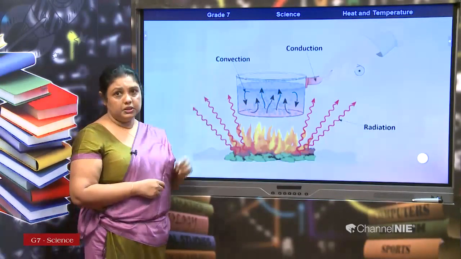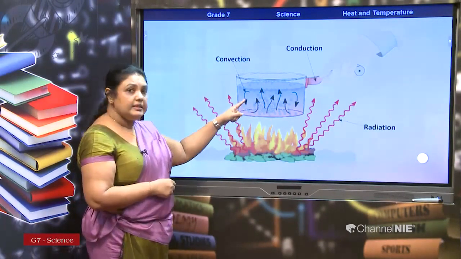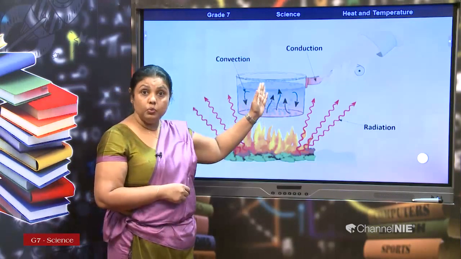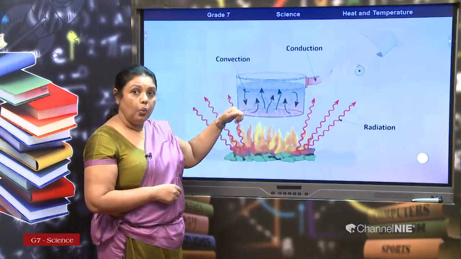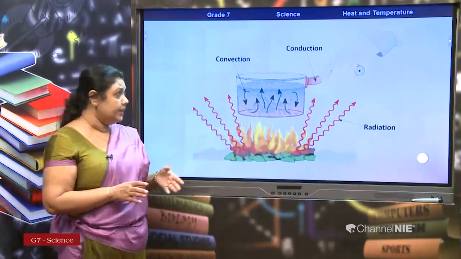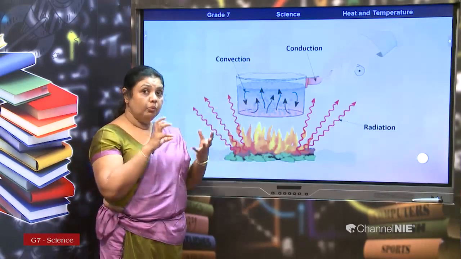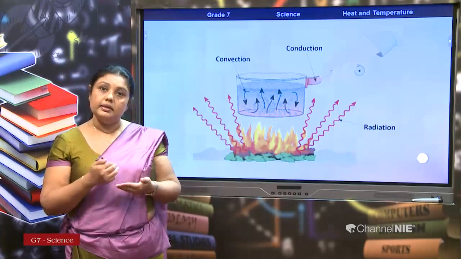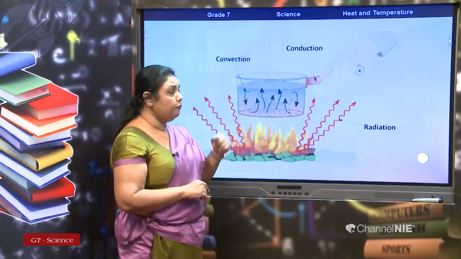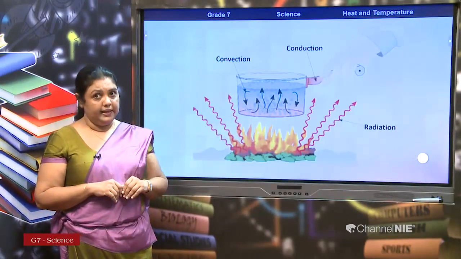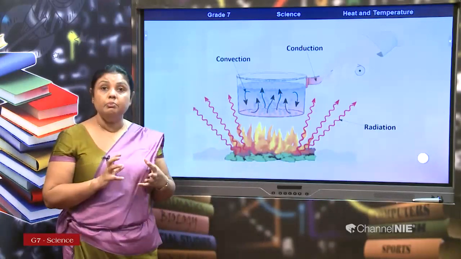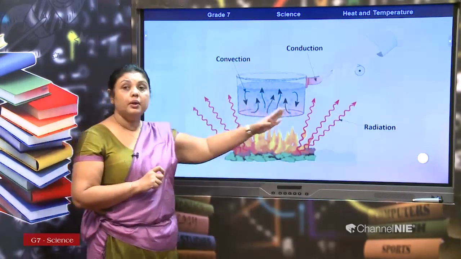Then convection. What is this convection? You can see water particles here and some arrows moving up, some arrows moving down. Why does it happen? That is how convection takes place. Surely we will learn about it in detail. Here, it is the movement of particles. They can be water or gases. When they are moving, you can find how convection takes place. Next, what is our third type? Radiation.